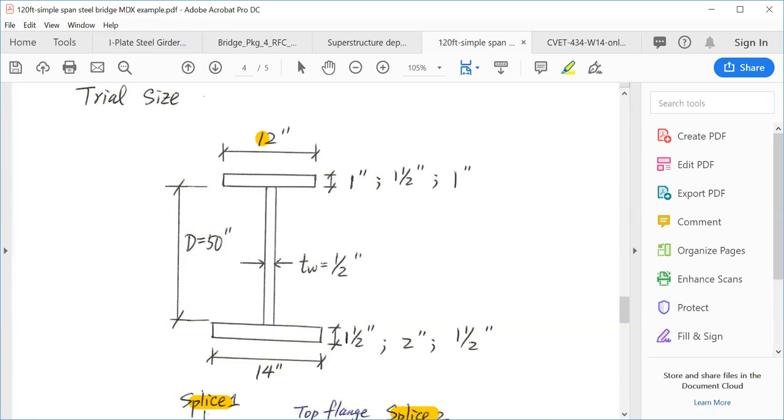And if the deflection doesn't work, we need to increase the depth of the girder, the depth of the web, in order to increase the moment of inertia. Okay.